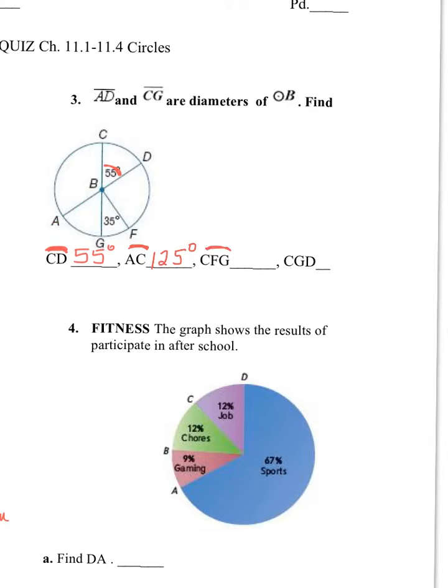Now, the arc CFG. For CFG, C passes through F, stops at G. CFG, well, CG was a diameter, so that should be 180 degrees. And then CGD, okay, I need to start at C, pass through G, and stops at D. So it's everything except for the 55. So the whole circle is 360 minus 55. Subtract those two numbers, and that is 305 degrees.